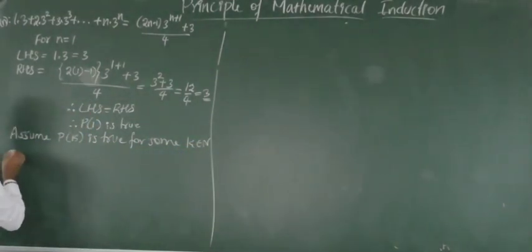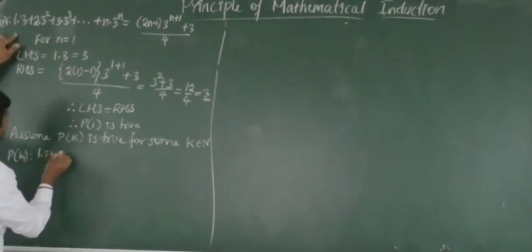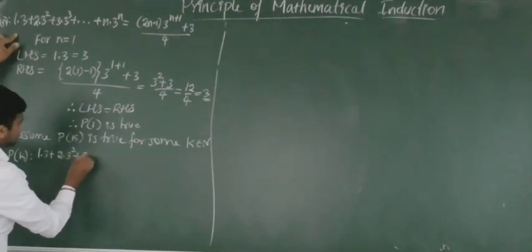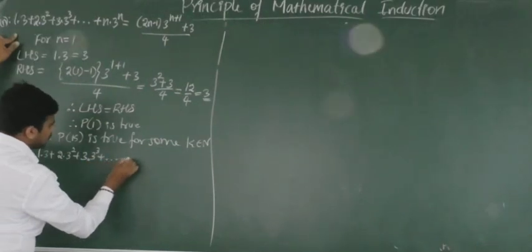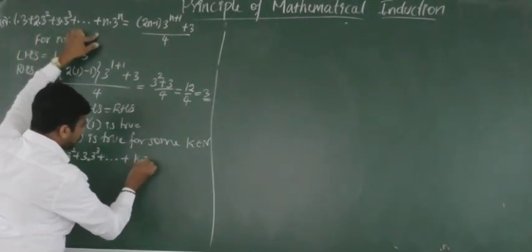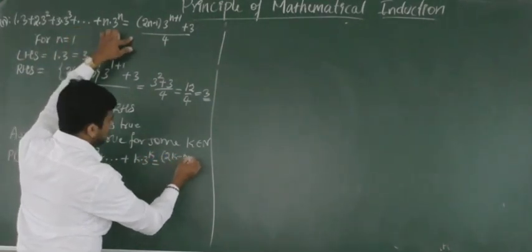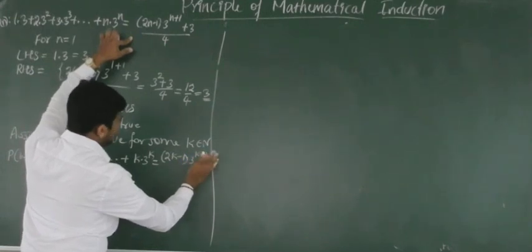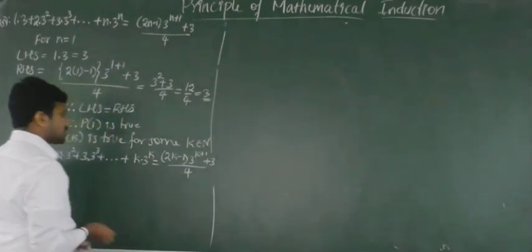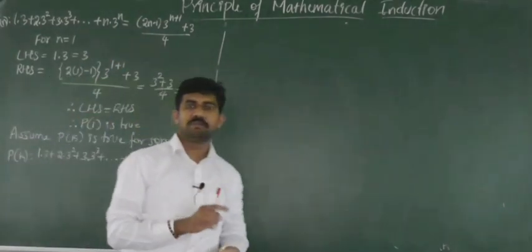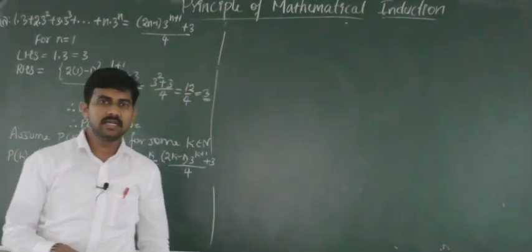So we can write P of k as 1 into 3 plus 2 into 3 square plus 3 into 3 cube plus and so on plus k into 3 to the power k is equal to (2k minus 1) into 3 to the power k plus 1, plus 3, whole divided by 4. Okay, this is a statement we assume is true. Now we need to prove the statement P of k plus 1 is true.